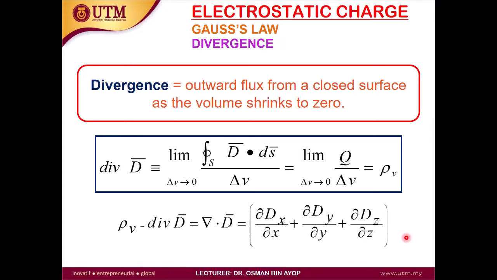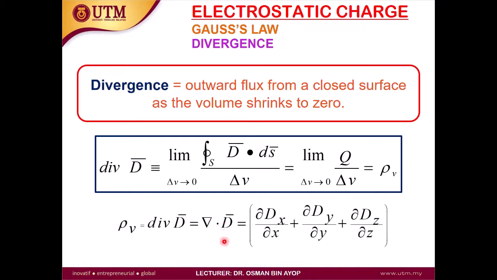So here the divergence means the outward flux from a closed surface as the volume shrinks to 0. Mathematically, the divergence of D is basically equal to the limit of delta V approaching 0 of the closed integration of D dot dS divided by delta V, and is equal to the limit delta V approaching 0 of Q divided by delta V, and is equal to rho V, the charge density. And here, it can be simplified that the charge density rho V is equal to the divergence of D, or we can write it as del dot D.